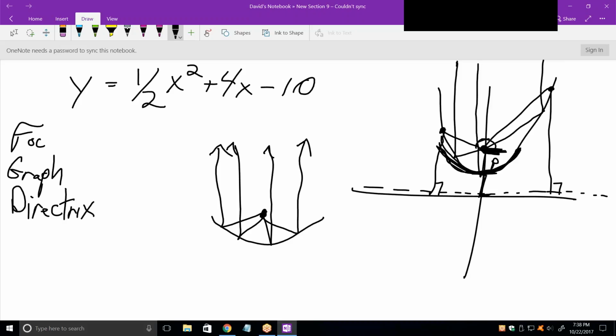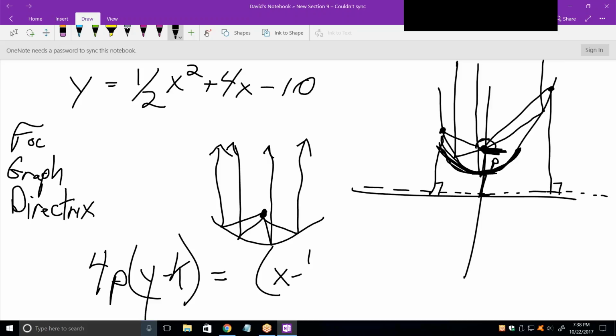Okay, now, I got that. How do we figure out where the focus is on this parabola? The formula for figuring out the focus, I'm going to write it down here at the bottom because I've got to scroll: 4p times the variable that is not being squared minus k is equal to x minus h, the variable that is being squared, with the h and k once again being the coordinates of the vertex.